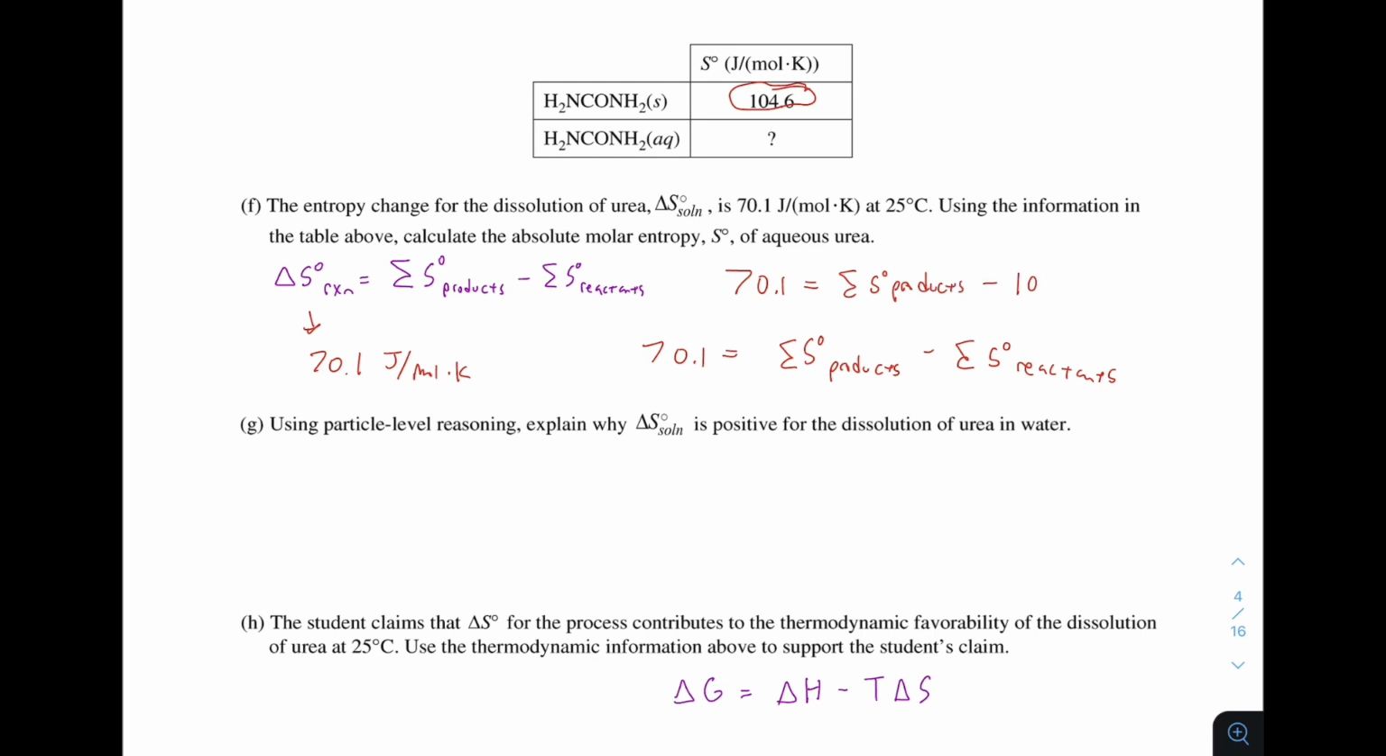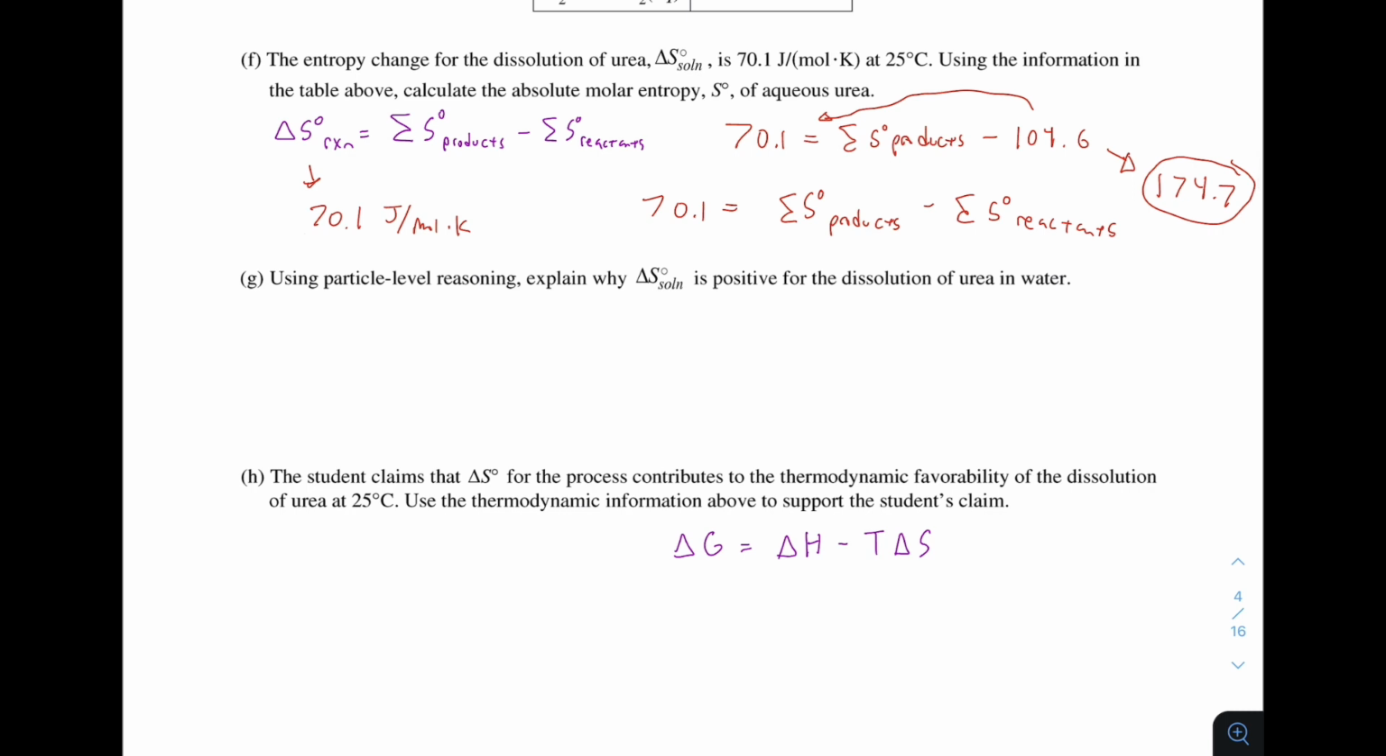minus 104.6. And this means that the absolute molar entropy of aqueous urea, we just move that 104.6 over there, and we end up with 174.7, which is going to be the answer to this question. So I hope that makes sense. We use the equation to calculate the change in entropy, and we simply plug in the two values that we have, and we can find the third value.